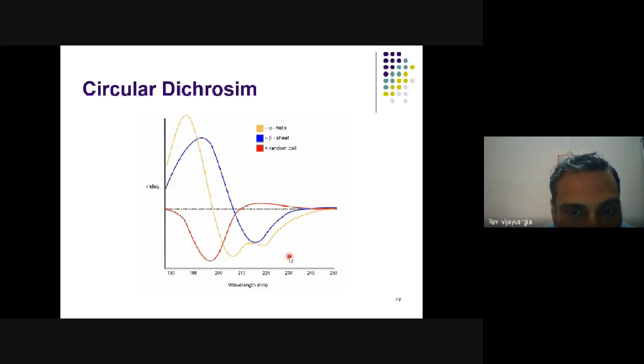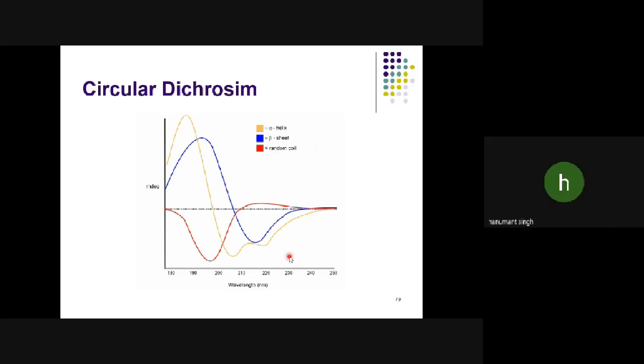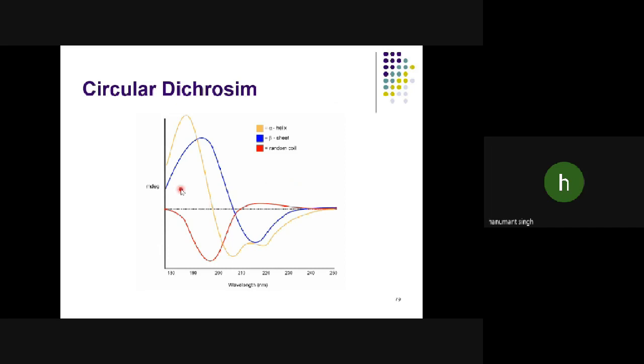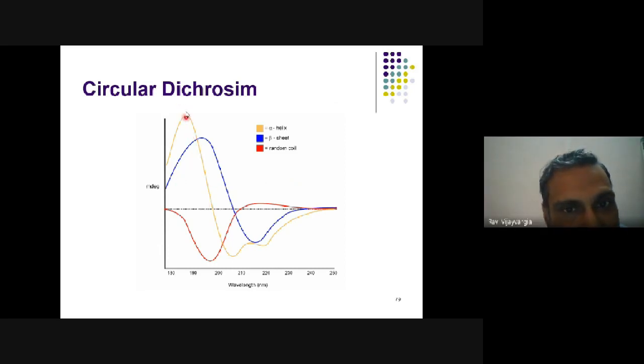So that is possible. If there is a mixture of secondary structures, it doesn't mean that your protein should be entirely alpha helical or entirely beta sheet. It can be a mixture also. So if there is a mixture, in that case you will see both patterns. You will not see only a single pattern. Both patterns will be visible.